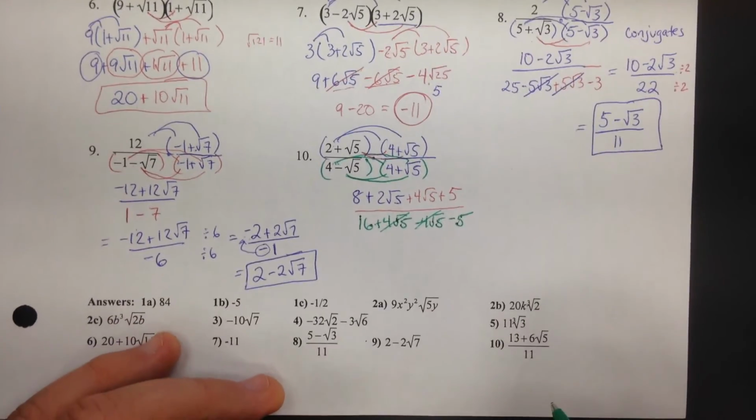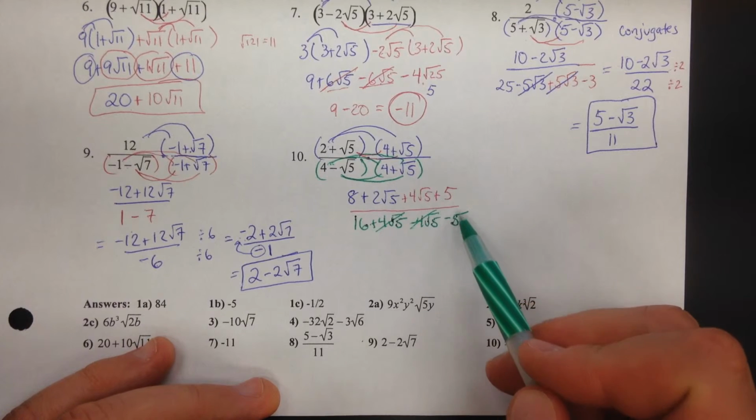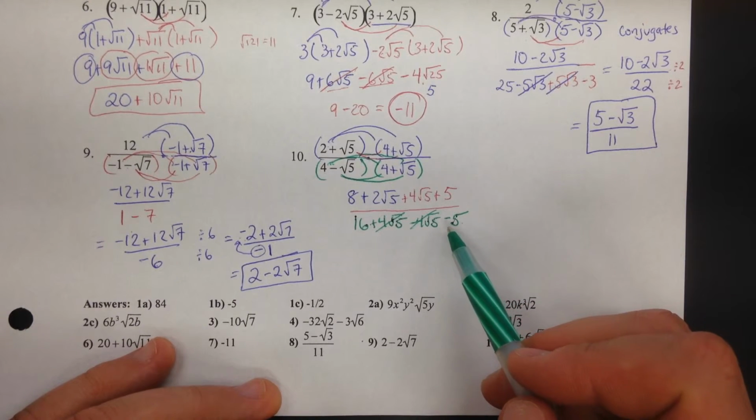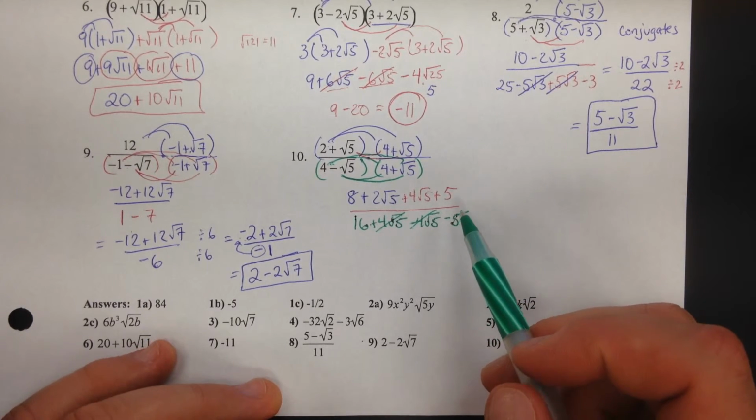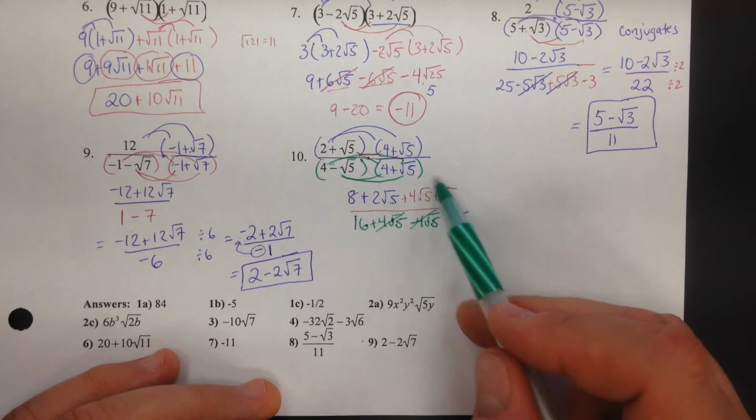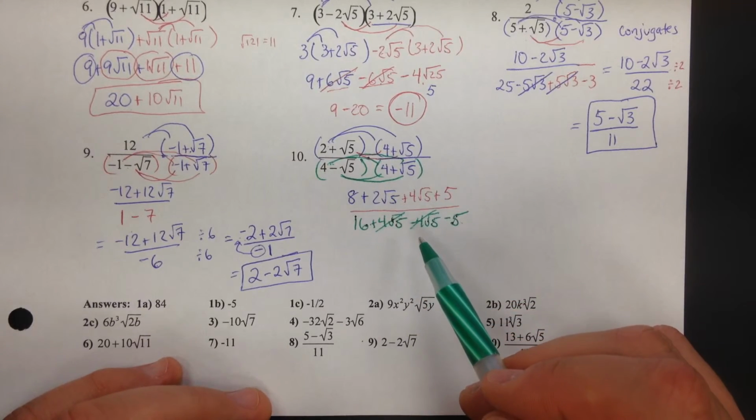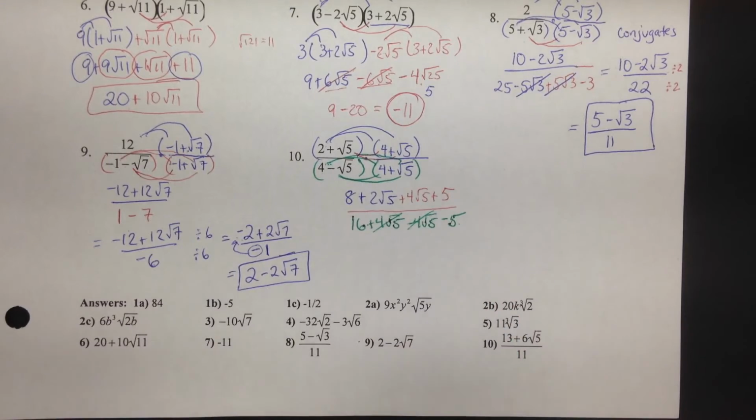Now you might be tempted to say, oh, 5 divided by negative 5 is negative 1. Let's reduce it. Can't do it. Can't do it unless all of this is multiplication, and it's not. It's addition and subtraction. So what we can do, though, is combine the like terms.